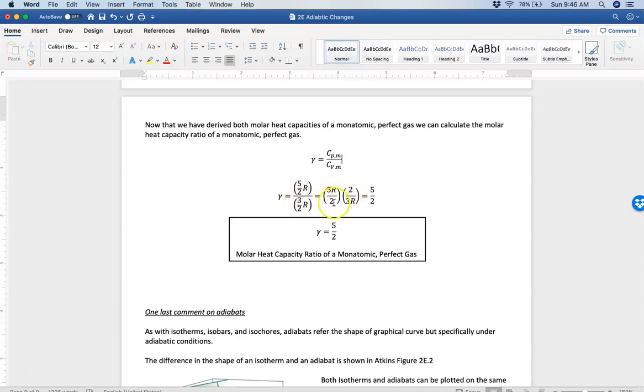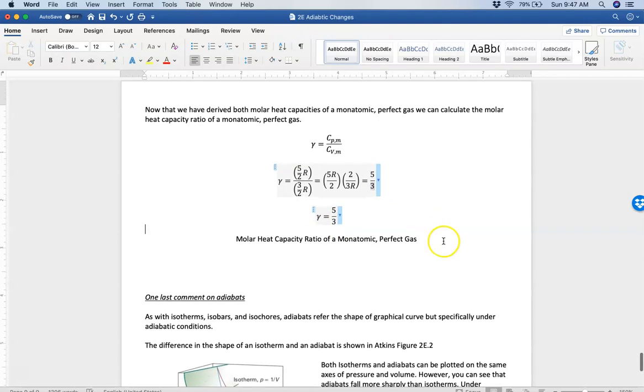So there we go here. We see the 2's cancel, the R's cancel. We're left with, sorry, that should be 3/2. Oh, sorry, 5/3. My bad. 5/3 is going to be the heat capacity ratio of a perfect gas. That is my mistake, so I will change the document that has been uploaded to EC-Learn to reflect that.